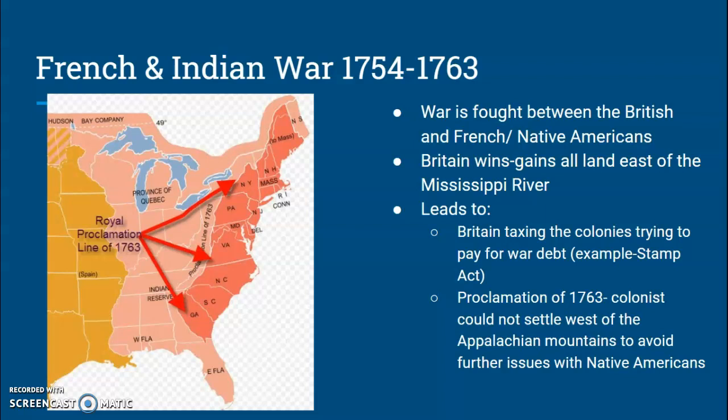We don't need to know a lot about this war in particular just for class, but we do need to know that Britain does win, and because of this win, they're going to gain all the land east of the Mississippi River. So if you see this dark red on the map here, this is the colonies before this war.